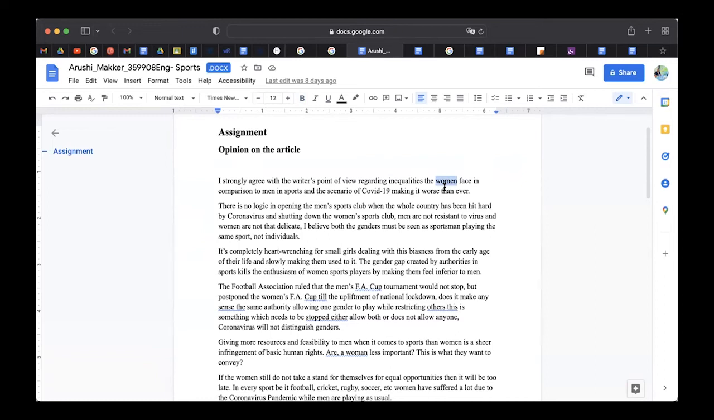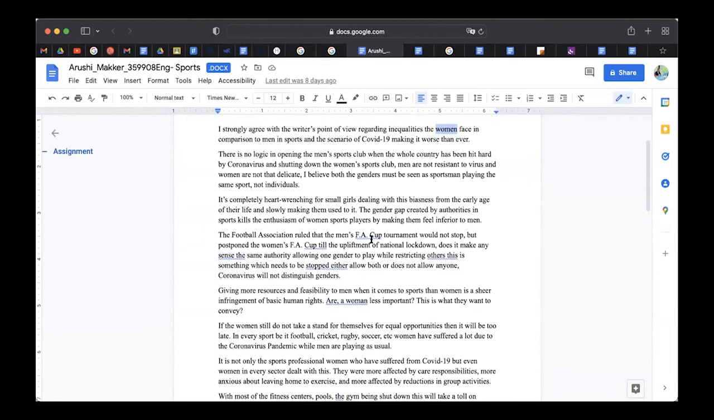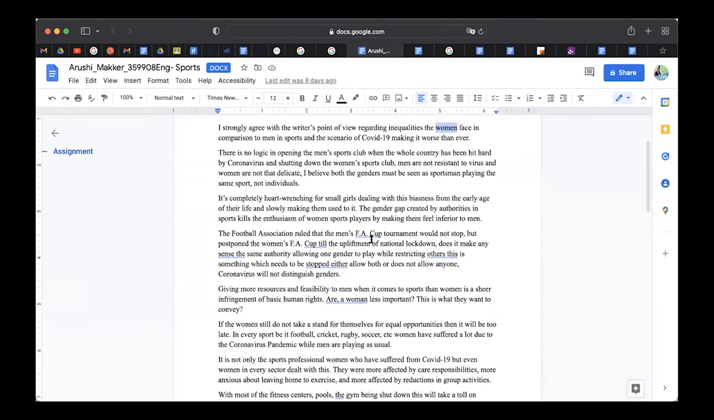If you have to write coronavirus or COVID-19, choose to write coronavirus because it doesn't break the flow of what you're writing. There is no logic in opening the men's sports club when the whole country has been hit hard by coronavirus and shutting down the women's sports club. Men are not resistant to virus and women are not that delicate. I believe both the genders must be seen as sportsmen playing the same sport, not individuals.